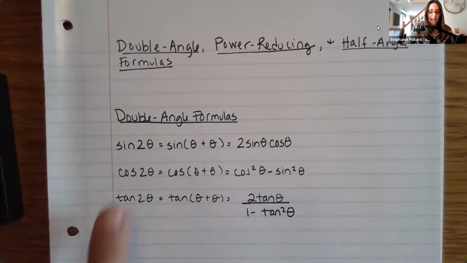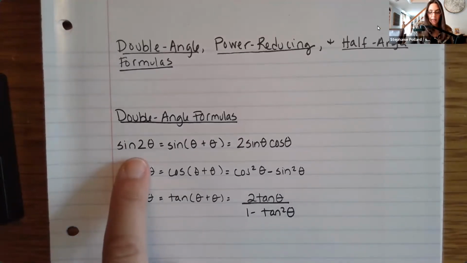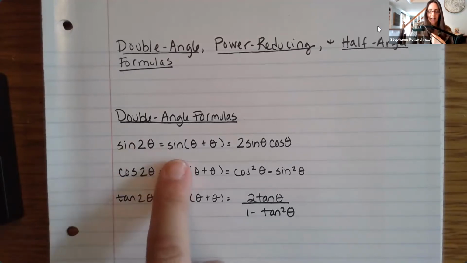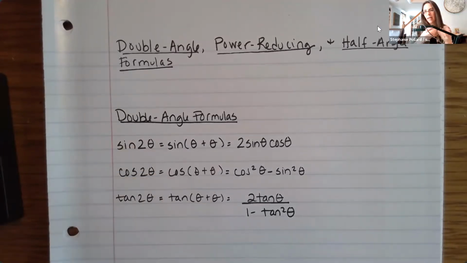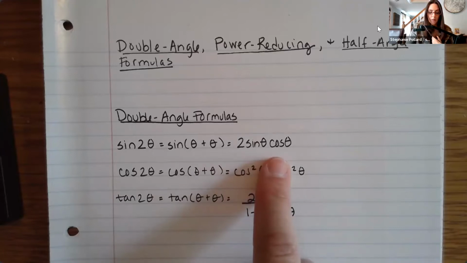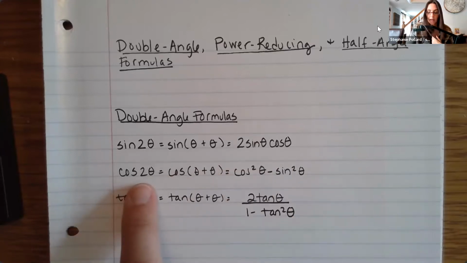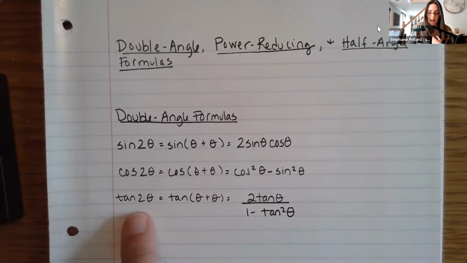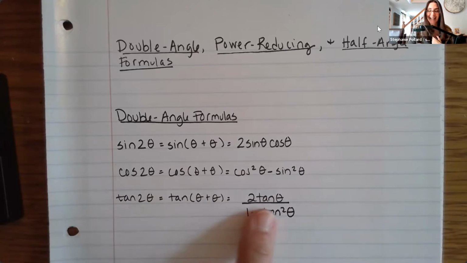So we're looking at sine of twice theta. So again, that would be being plugged inside, right? Which is the same thing as having sine theta plus theta. So the same value being added twice. And the result is 2 sine theta cosine theta. For cosine 2 theta, we get it to be cosine squared theta minus sine squared theta. And finally, tangent of 2 theta is 2 tan theta over 1 minus tangent squared theta.